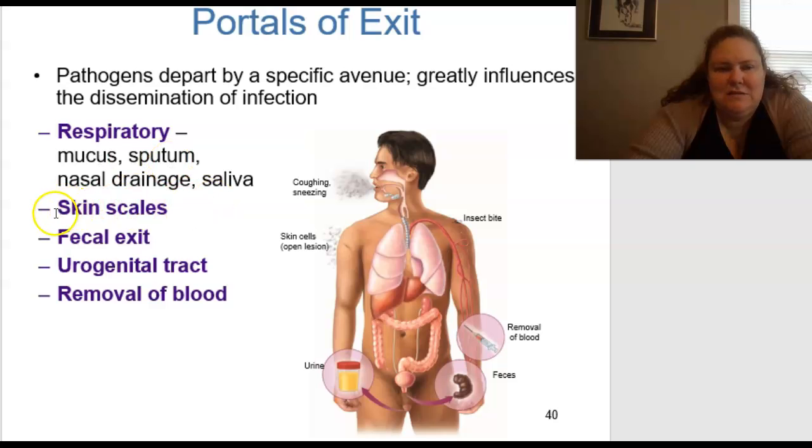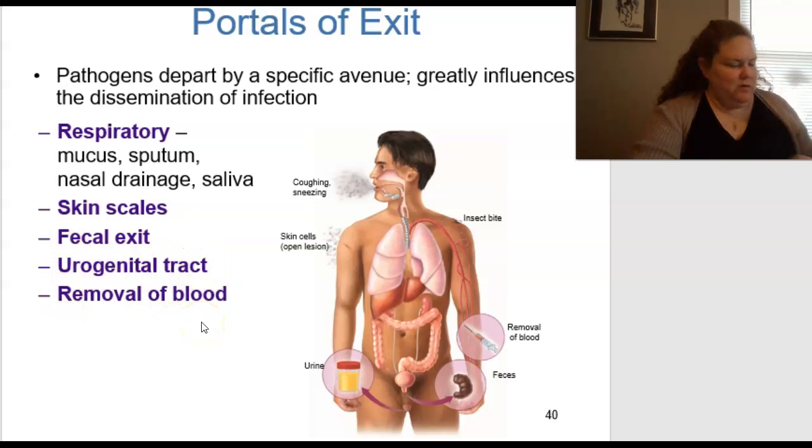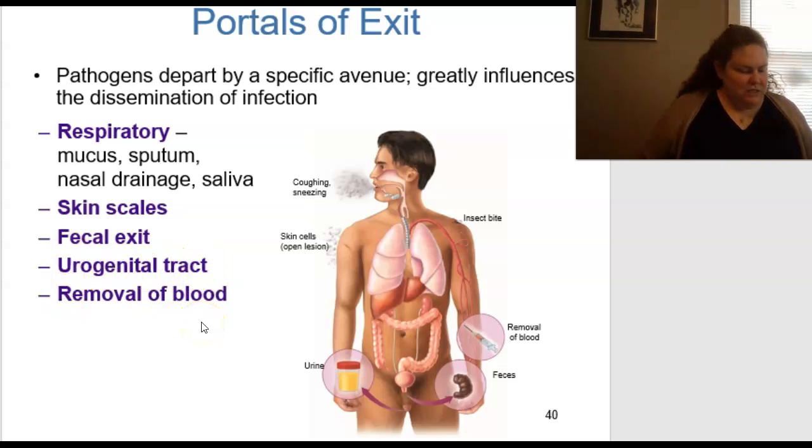We have skin scales. You can have skin cells slough off. You can have the poops, right? And so you can have a fecal exit. You can have the urogenital tract exit, and you can also have removal of blood. So this is figure 13.16, and this again just shows major portals of exit from infectious diseases, where pathogens are released from the body through secretion, excretion, discharge, or shedding.